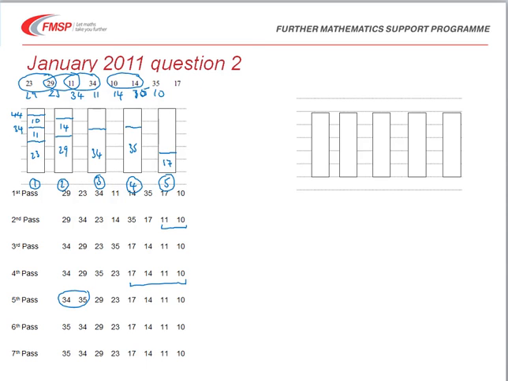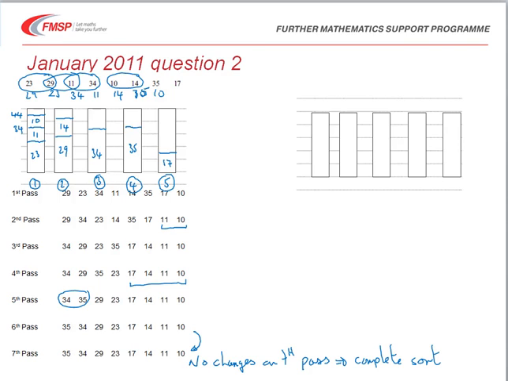That was the only change at that stage, but we should now do one more complete pass where we see there are no changes. So there are no changes on the 7th pass, so we've now completed the sort. So we have our list in the order 35, 34, 29, 23, 17, 14, 11 and 10.